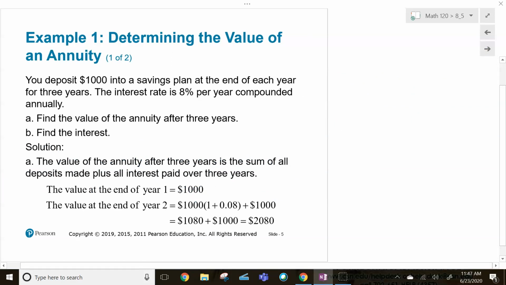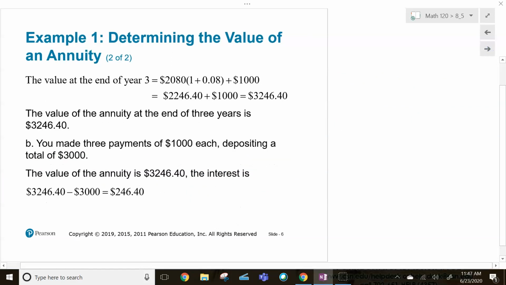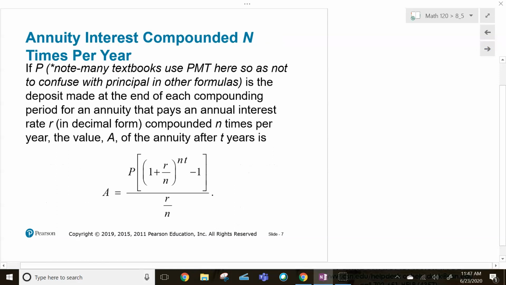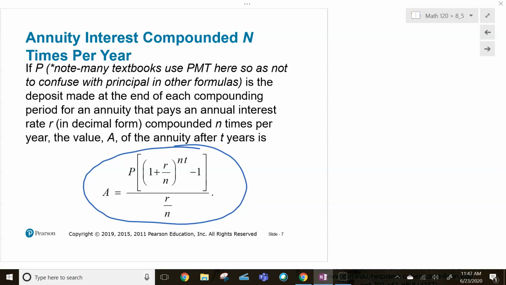Now, luckily, this is just the same thing we just did, and we do have a formula. It's a little more complicated than the last one, but this is the formula your authors have in the textbook. What drives me nuts is this P here. Most textbooks will use that as PMT. So don't confuse that. That is not the principal you're putting in up front. This is a different formula. That P is the payment.